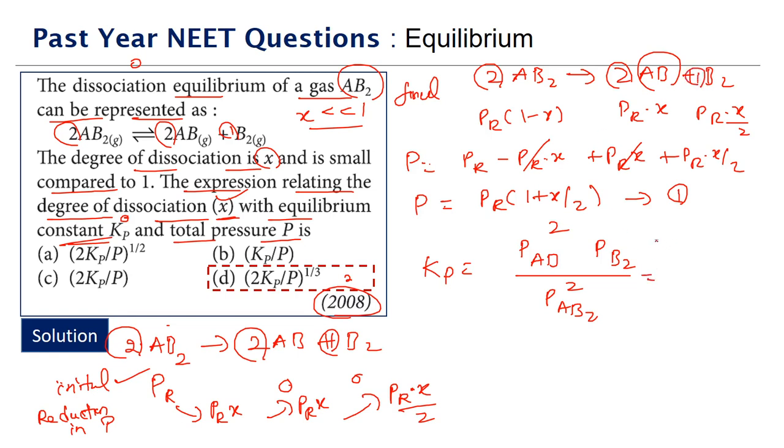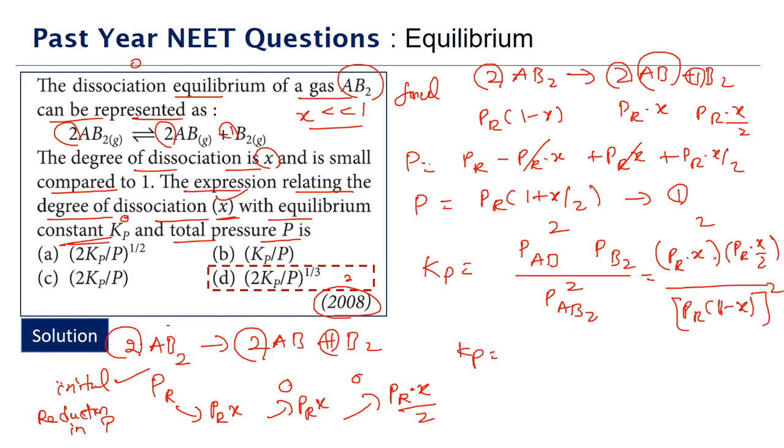So if you look at this, what are we having? Pressure of AB, what is it? PR into X, the whole square will come. What is the pressure of B2? PR into X by 2, divided by the pressure of AB2, which is PR into 1 minus X. Of course, here also the whole square will come. So we are coming to the final stage of the calculation.